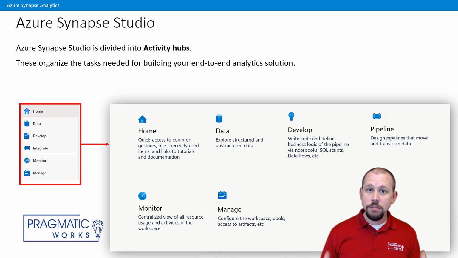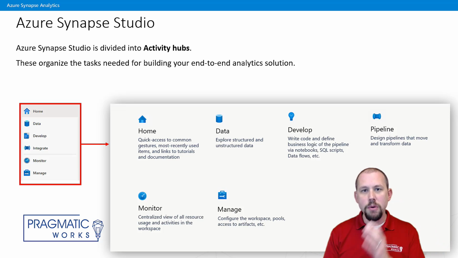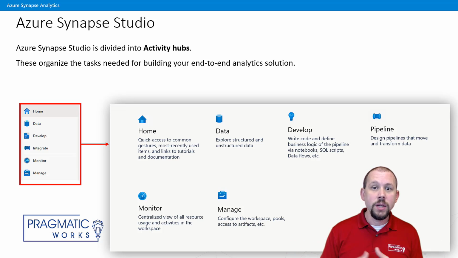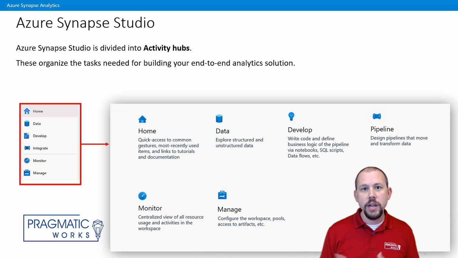Under pipeline, this is where we build out our pipelines. Pipelines are very much like an automated workflow, right? This is where we do our orchestration: perform this activity, perform this activity, perform this activity, and we can kind of control the order in which activities are operated, right?